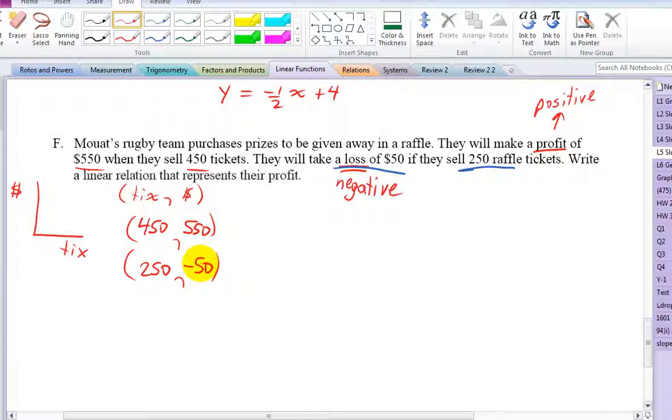Because your tickets are your x value, so we sell 250 tickets. Your y value is your money. So that's why I asked you that order. That's the weird part. We cover that more next unit. Okay, so find slope. Go for it.